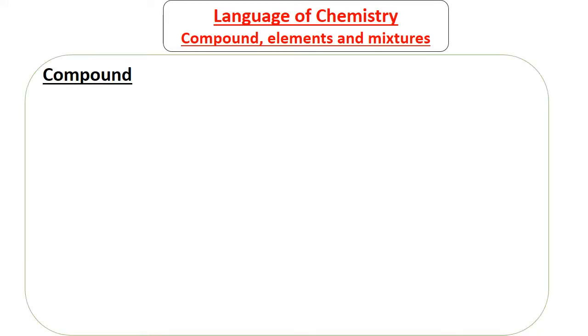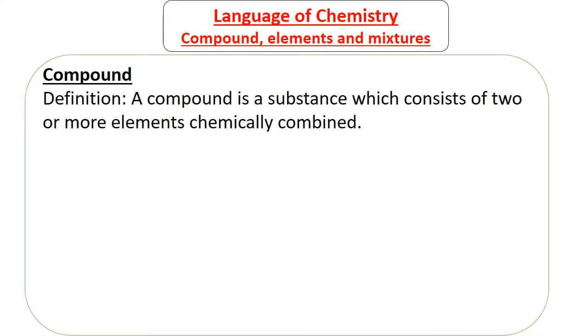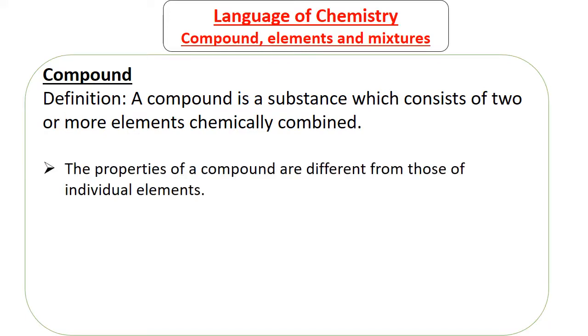Then another thing that can be made when we mix elements chemically is called a compound, and is defined as a substance which consists of two or more elements chemically combined. One thing about a compound is the properties of a compound are different from those of individual elements. What does this mean? When you make a compound, you cannot tell what makes it up just by looking at the properties of the compound.